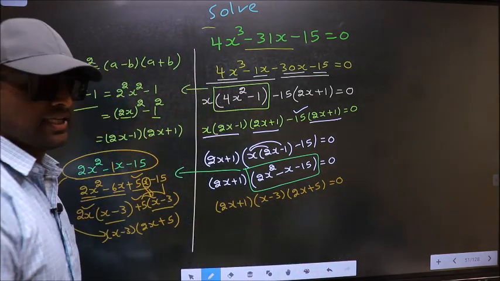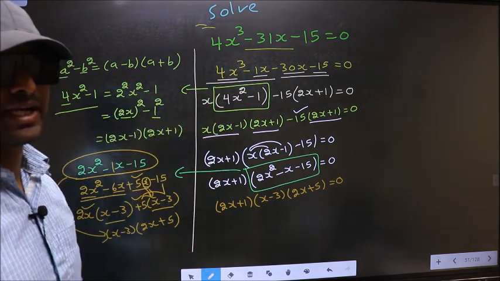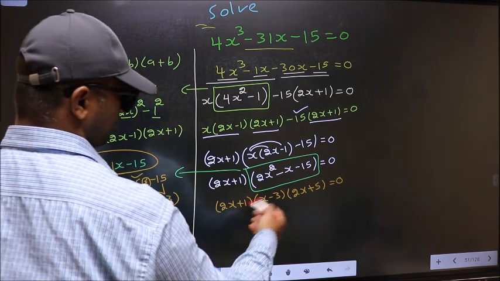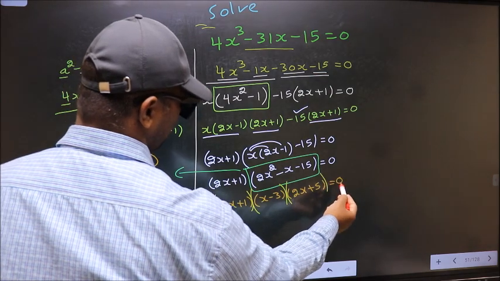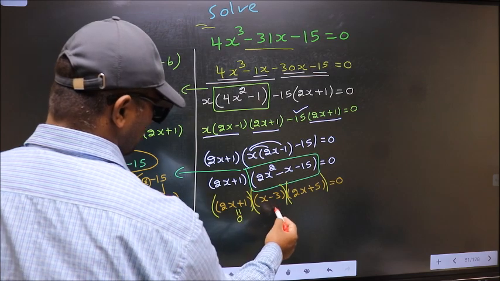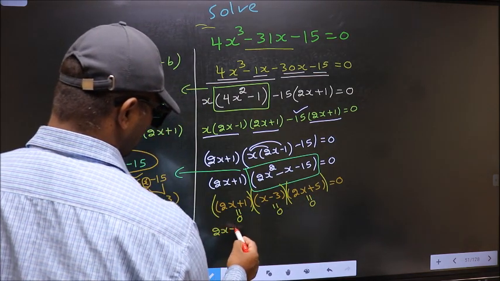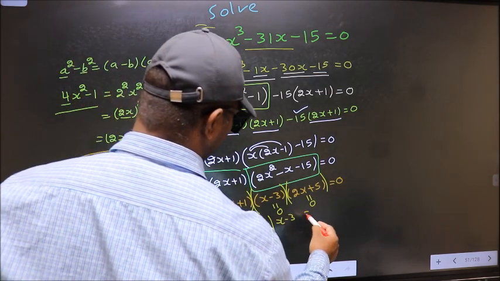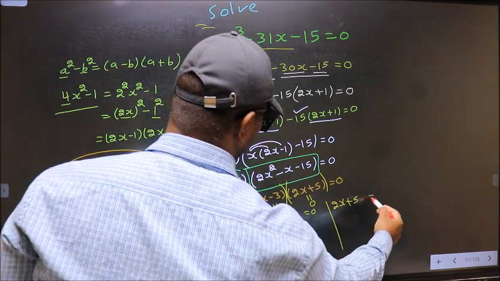Here they told us to solve, which means we should get the values of x, and over here we got product of brackets equal to 0. So to get x values we should equate each bracket to 0. That is 2x plus 1 equal to 0, x minus 3 equal to 0, 2x plus 5 equal to 0.